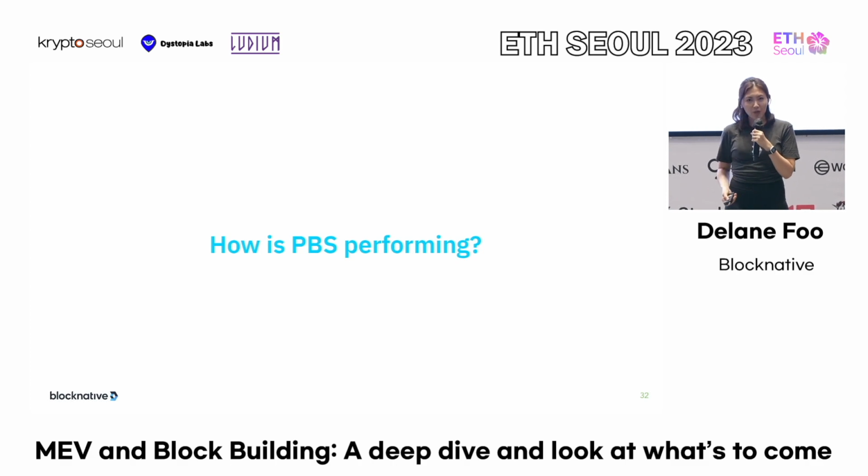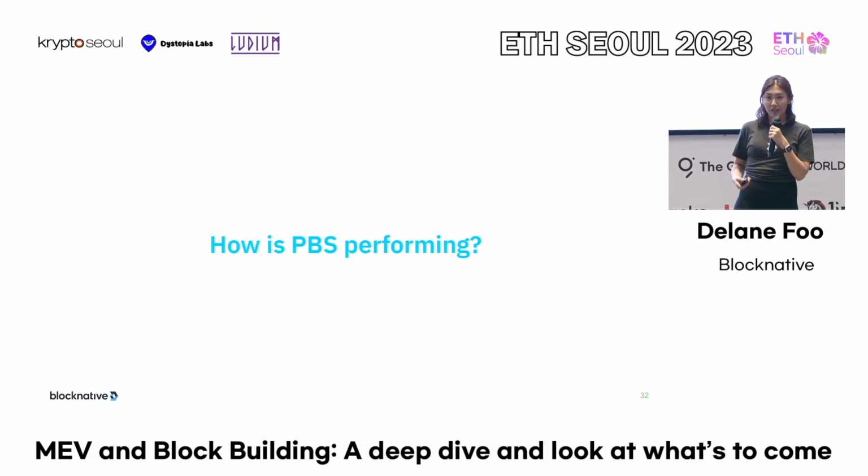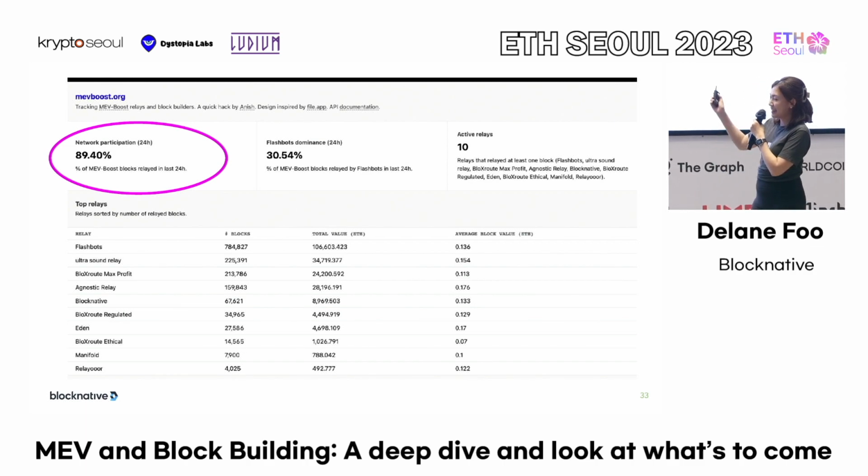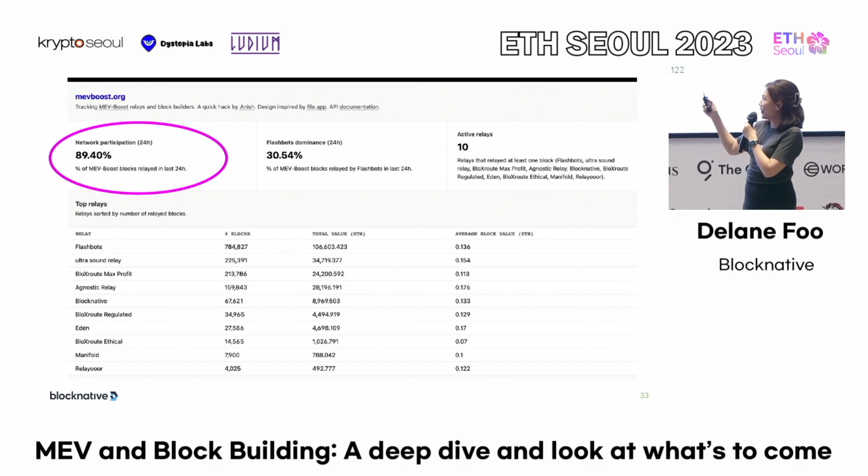So how is PBS actually performing so far since the merge? If you look at mevboost.org, this is last week's data. You can check it, it's 24 hours. So 89.4% of blocks are currently done through MEV Boost.